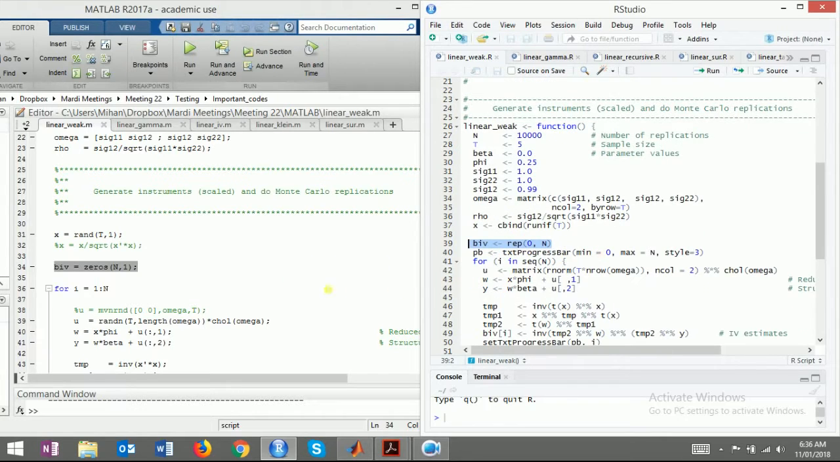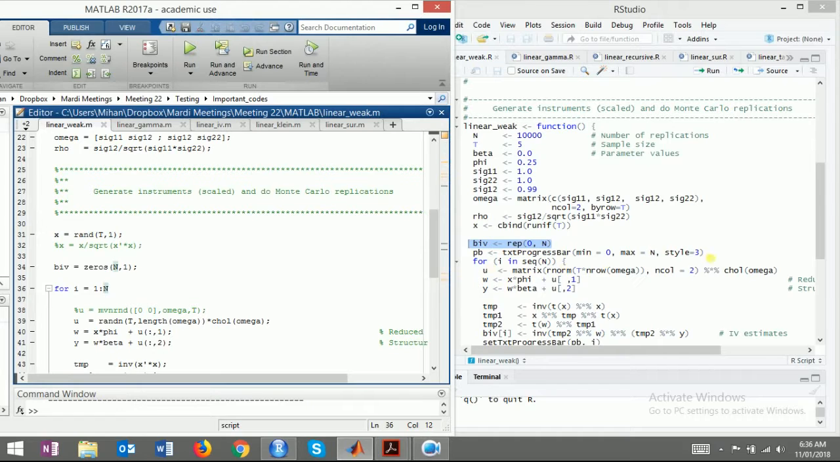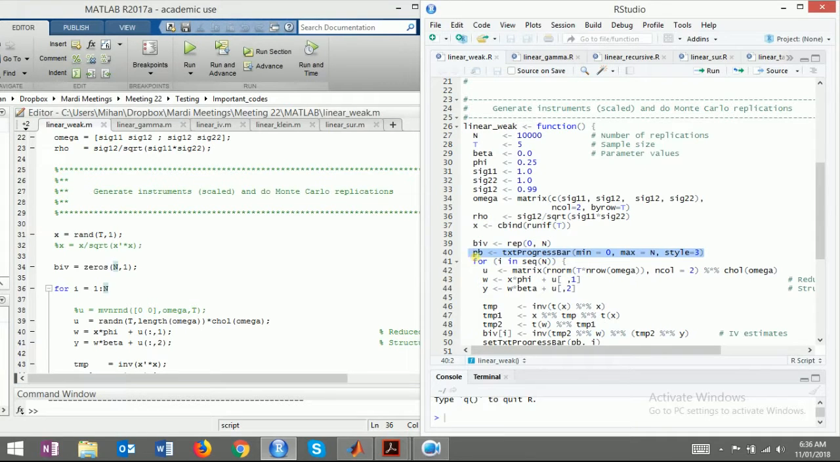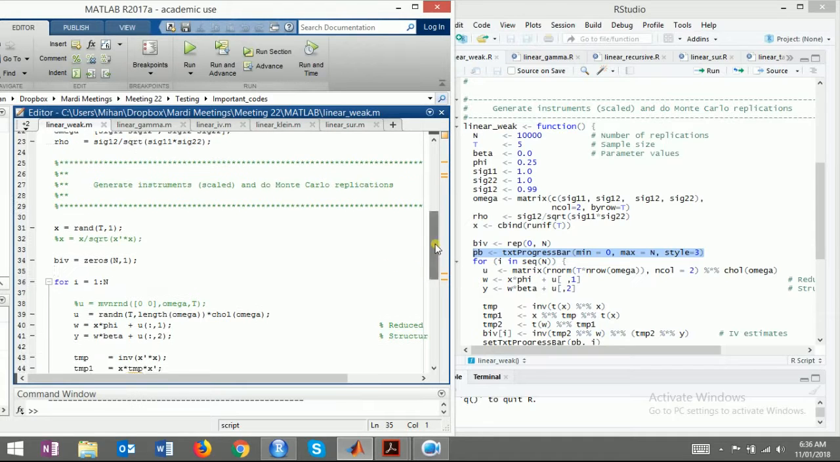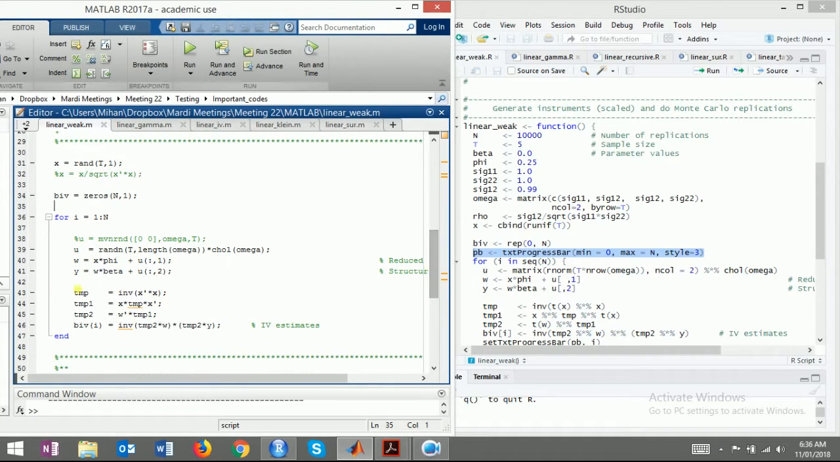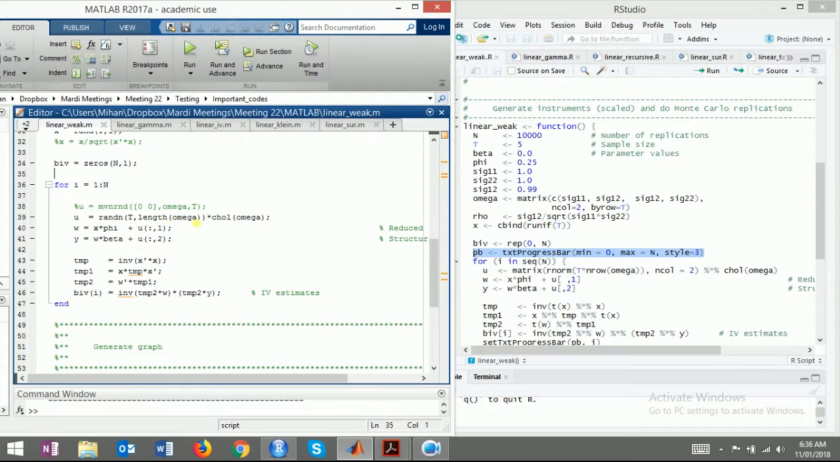This is not important, it is just a text progress bar. We want to see how things are progressing. It's easy to do in R, and a lot of people would like to see it because it's a simulation with 100,000 replications. So for i equals 1 to n, this is moving random. We don't need to do it.